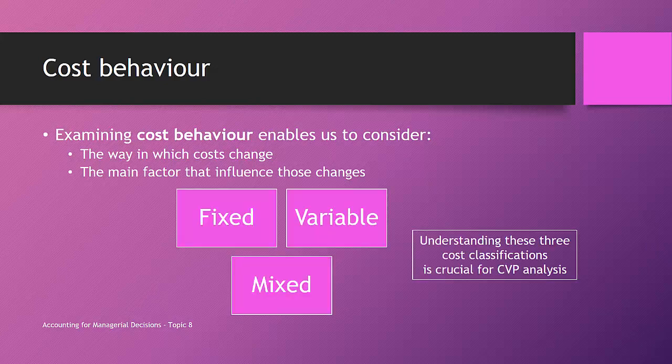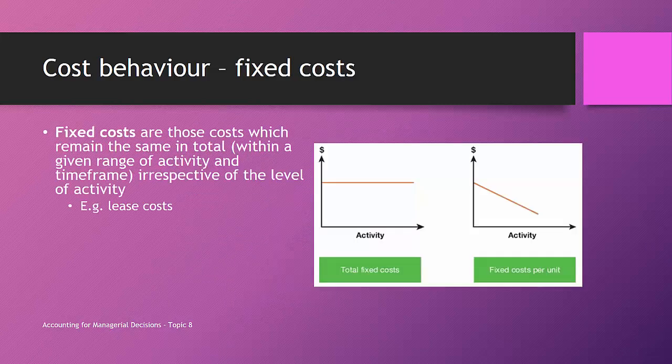The three main types of cost are fixed costs, variable costs, and mixed costs. And understanding these three cost classifications is absolutely crucial for CVP analysis. So as we get into, I suppose, the formula, don't let that scare you, because it's a fairly simple and straightforward formula. But as we get into the formula, you'll see how important it is that we've identified what these are.